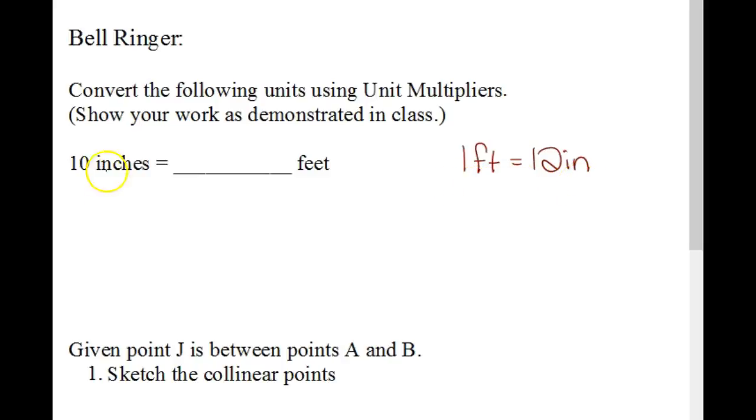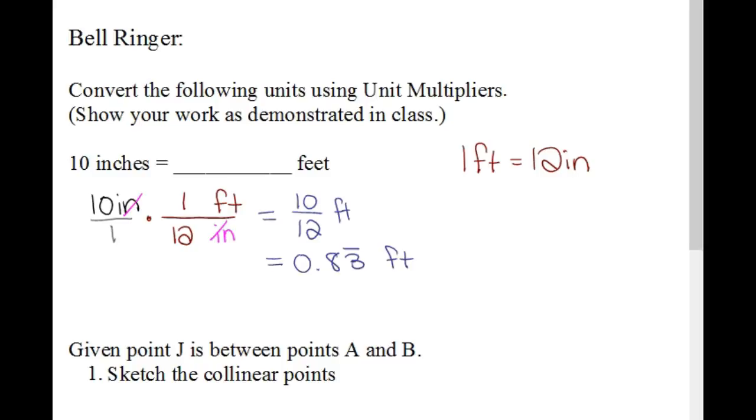My next job is to start out with 10 inches and write it as a fraction, because we are going to multiply fractions together in such a way that inches goes away and we are left with feet. Our next job is to put the numbers in the right spot. We're going to multiply our fractions and use your calculator to get a decimal answer. The correct answer is 0.83 repeating feet.